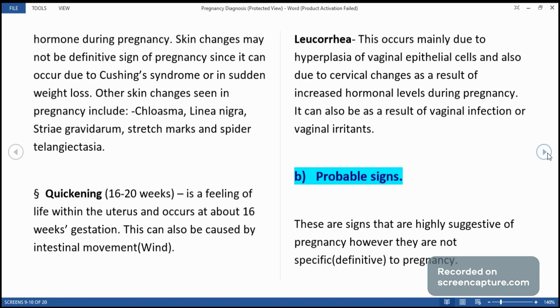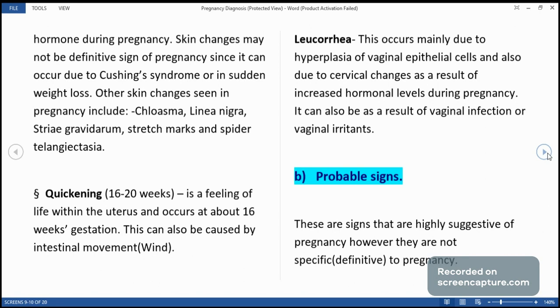Then you have what we call leukorrhea. Some women mistake this for a sexually transmitted infection. You will have a whitish, thick discharge from your vagina. This occurs mainly due to hyperplasia of vaginal epithelial cells and also due to cervical changes as a result of increased hormonal levels during pregnancy. It can also be a result of vaginal infection and vaginal irritants like deodorants and soaps. So leukorrhea is a possible sign, though it happens in pregnancy, it can also happen in other conditions. So it is not a diagnosis of pregnancy, but it is a possible sign.